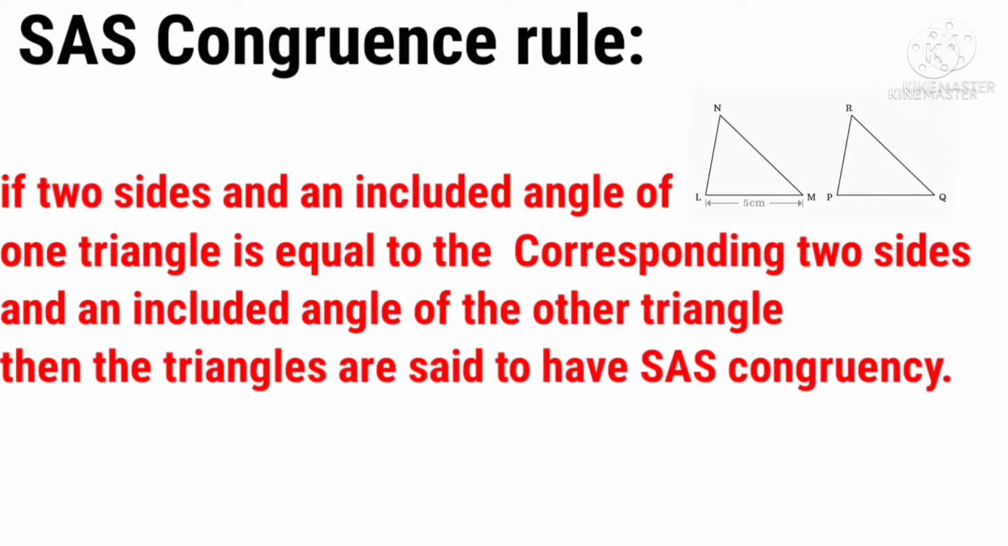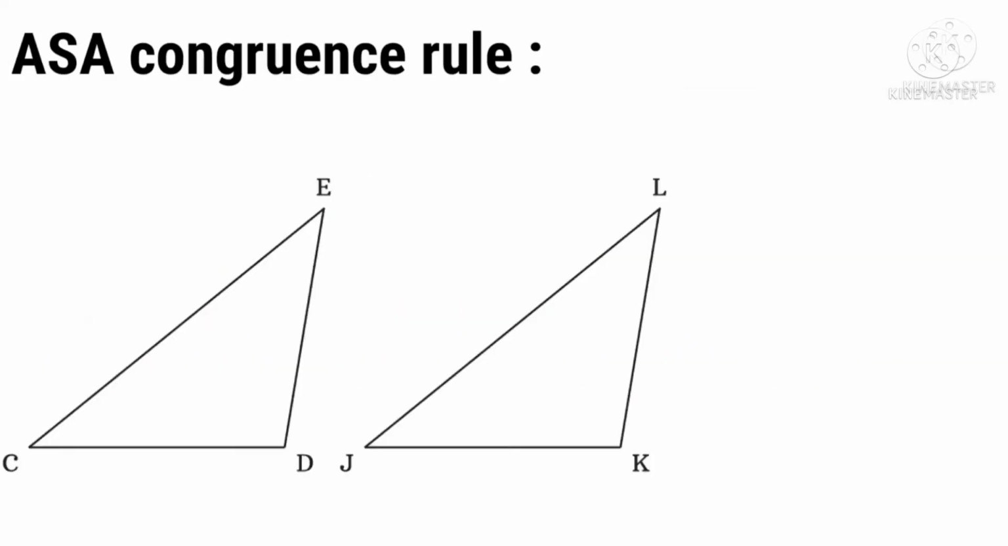So what is the SAS congruence rule? If two sides and an included angle of one triangle are equal to the corresponding two sides and an included angle of the other triangle, then the triangles are said to have SAS congruency.